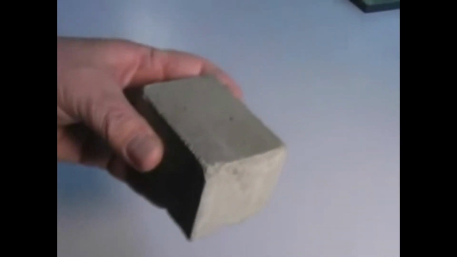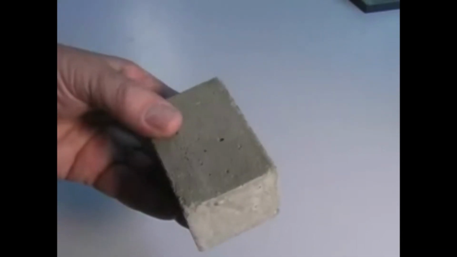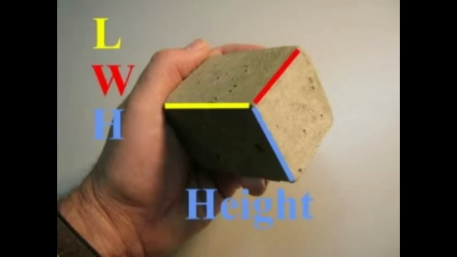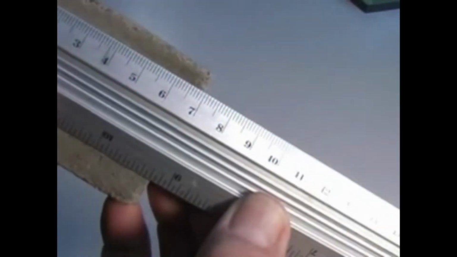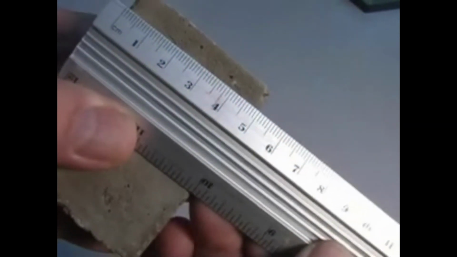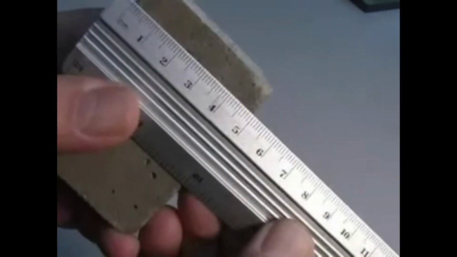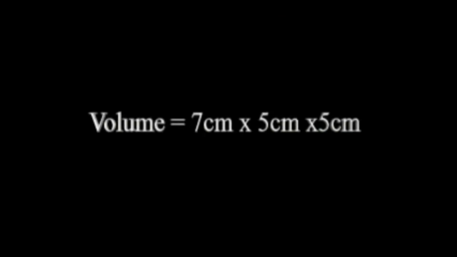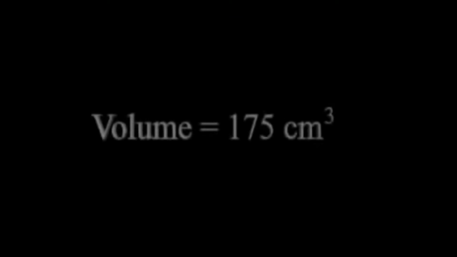Our concrete block is a rectangular prism. You determine the volume of a rectangular prism by multiplying its length times its width times its height. The length of our concrete block is 7 centimeters. Its width is 5 centimeters, and its height is also 5 centimeters. 7 by 5 by 5 centimeters. Doing the multiplication, we find the volume is 175 cubic centimeters.